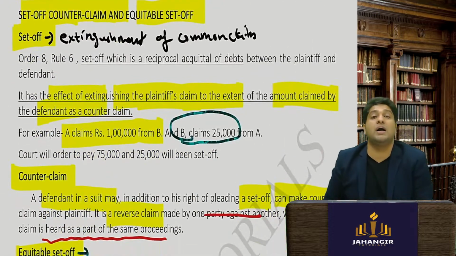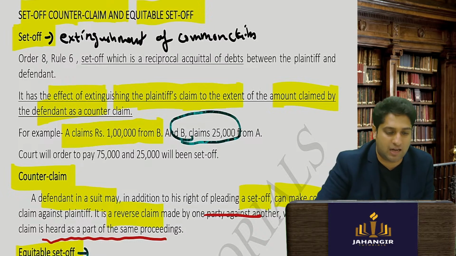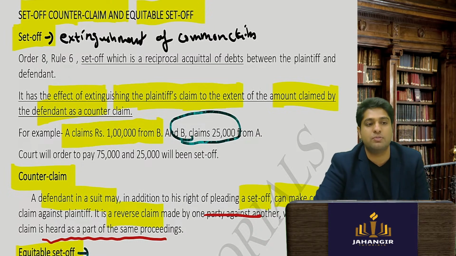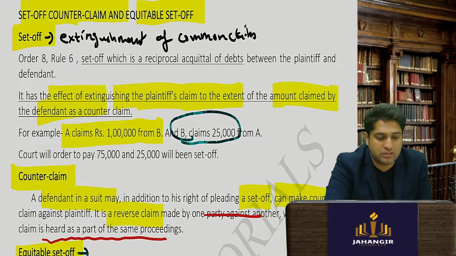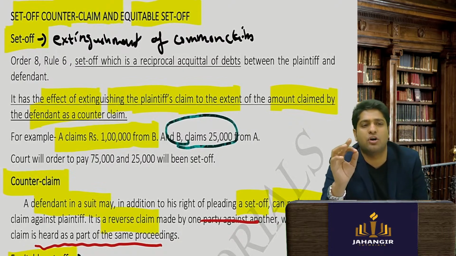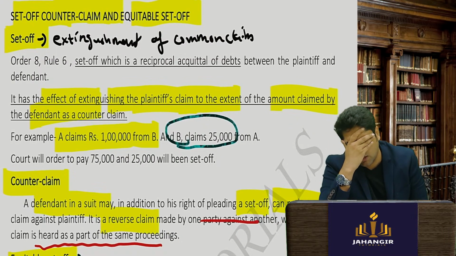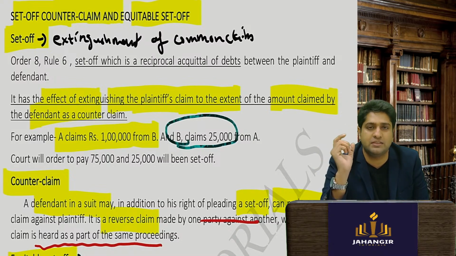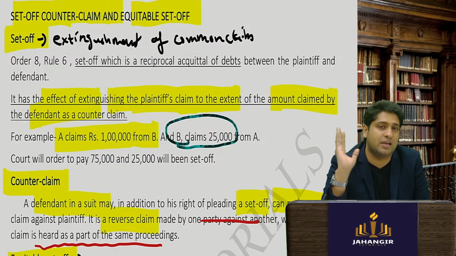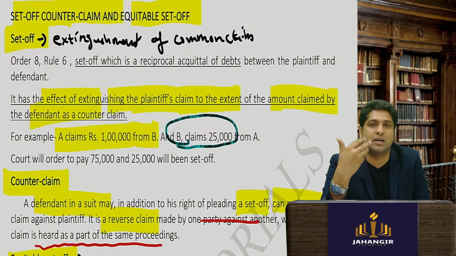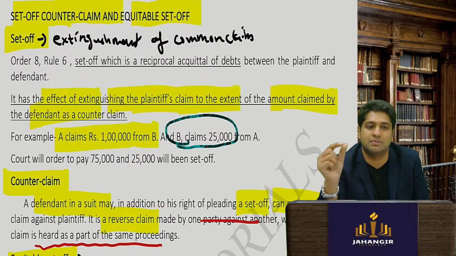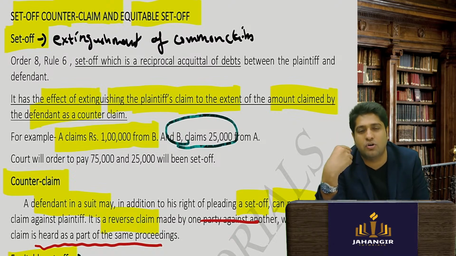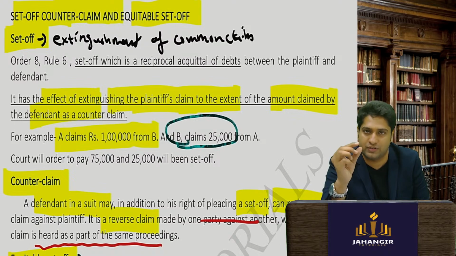Now coming to another important thing which in the exam they ask, is what do you mean by set off, counterclaim and equitable set off? They ask what is the difference between set off, counterclaim and equitable set off. So a separate exam question comes, what do you mean by set off? So set off means reciprocal acquittal of claims. My claim is set off against your claim and only the order for the balance is passed. Set off, right? Your demand and my demand get set off. After the set off, whatever is there, the final judgment will be given.